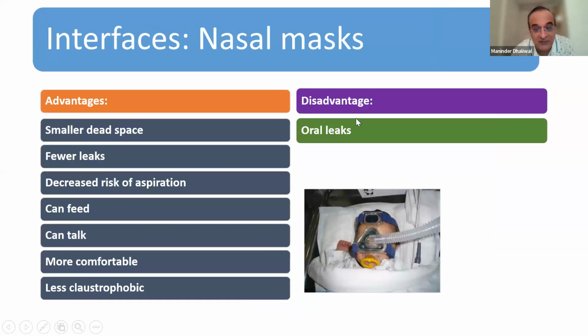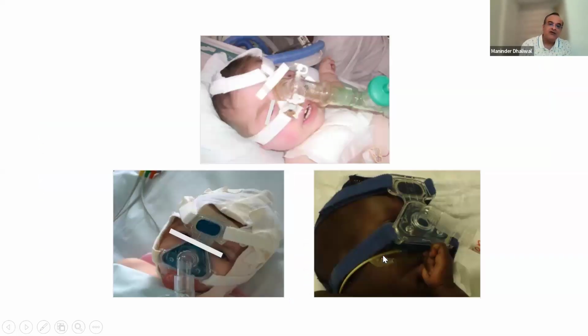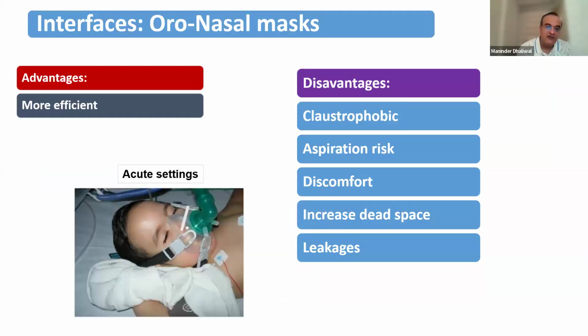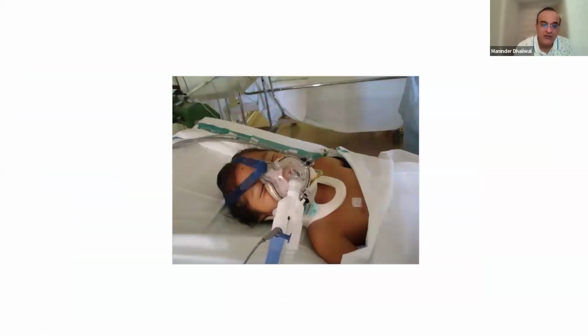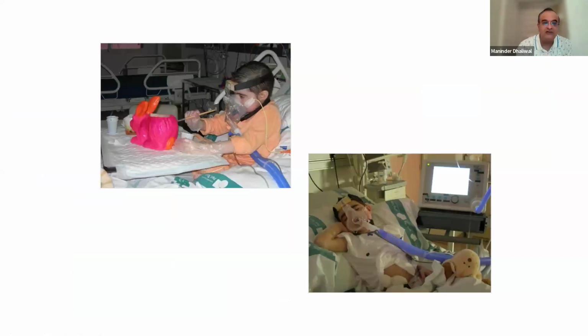Now the advantages of a nasal mask. This is only a nasal mask. The advantages are many: the patient can actually take milk, there is less risk of aspiration, and the patient can talk also. The disadvantage is that when the child opens the mouth, there will be a leak. There are many different types of nasal masks which can be used. The most common one being used is the oronasal one, where both are covered, but it has a risk of claustrophobia, aspiration risk, and discomfort. These are major risk factors. This is commonly used in our settings, the oronasal ones.